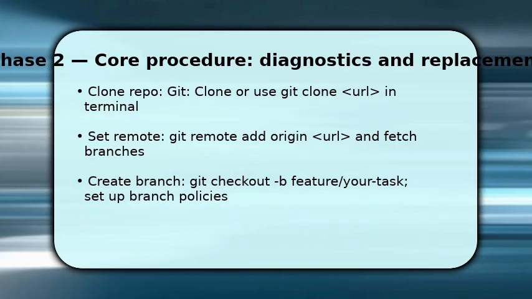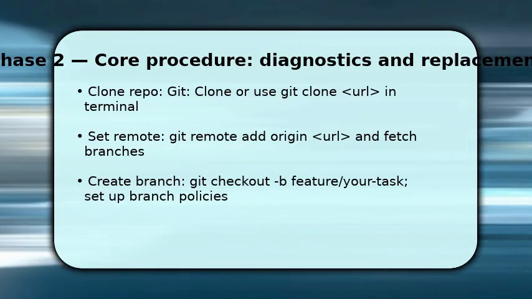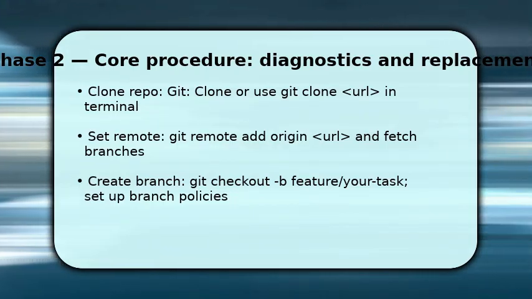Create a feature branch with git checkout -b so your work stays isolated. Make commits and use git fetch and git pull to stay synced. Also configure VS Code Git settings, and enable the credential helper so pushes don't prompt repeatedly.